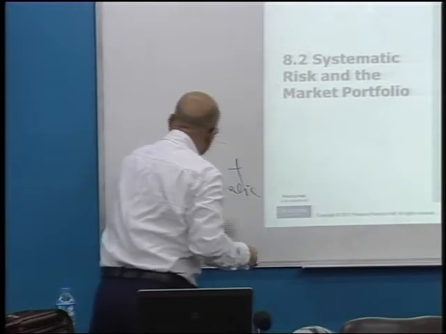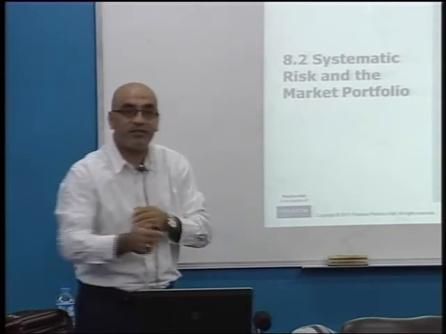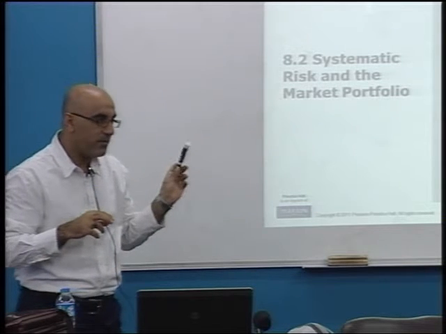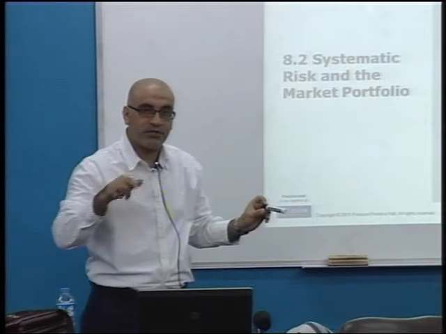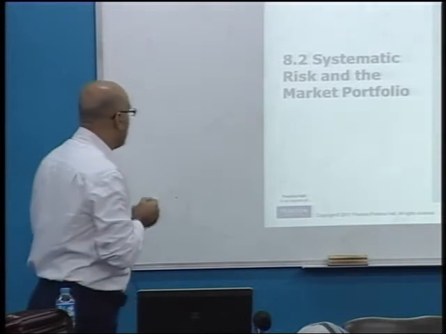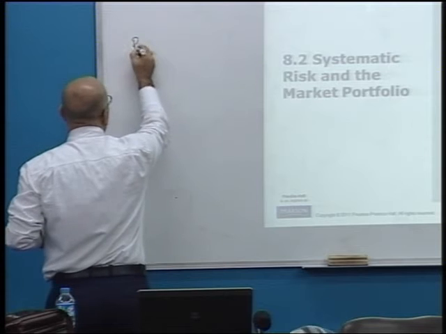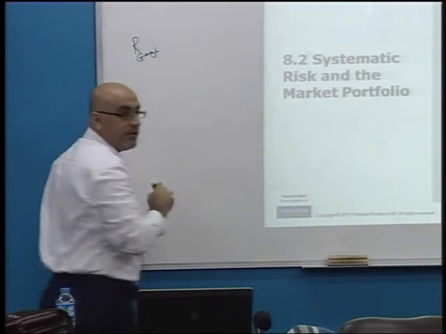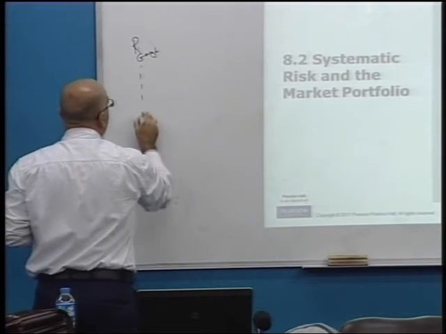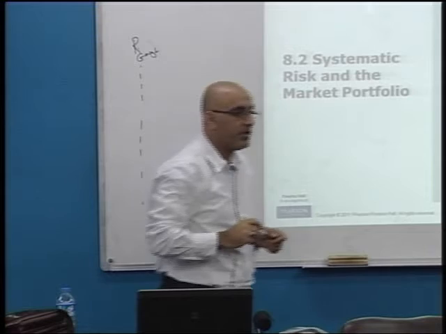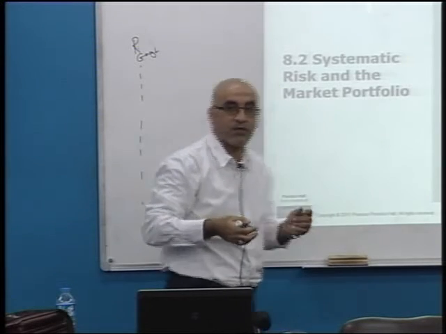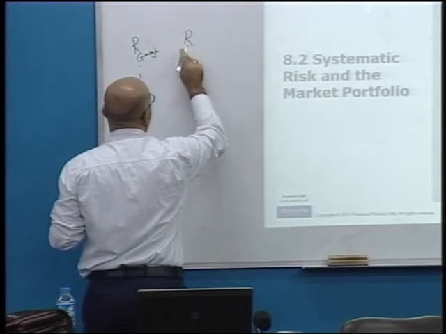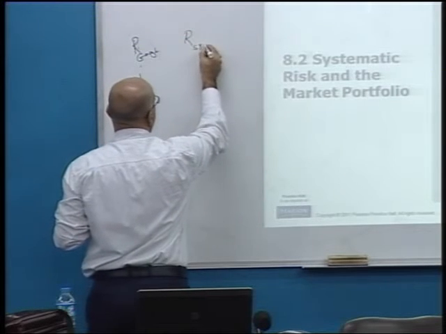The systematic risk, according to our definition, is the sensitivity of the stock return with regard to the changes in the market return. Let's see, we have R_i, consider Google, the R of Google. We have the daily return observations for Google, and we have the daily return for the market. Let's say the market is S&P 500.